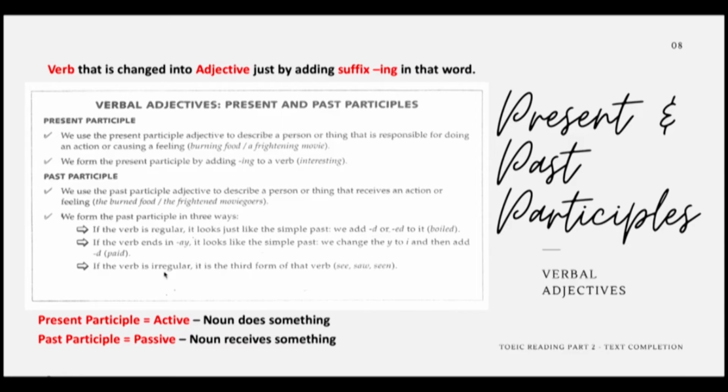The next one would be the verb that is irregular. This is see, saw, seen, and then what are the others? For instance, good, bad, worse. Or even the verb itself would be bring, brought, or buy and bought.